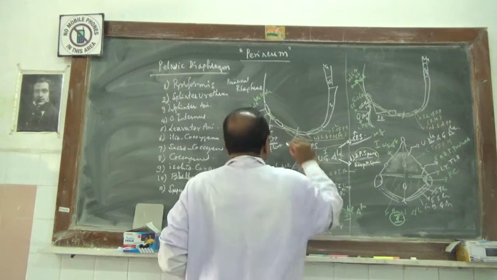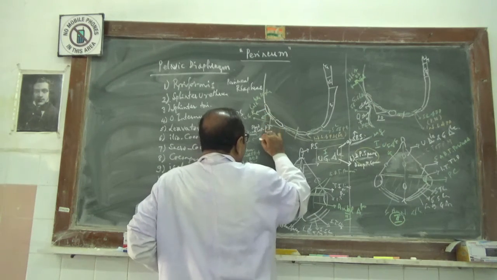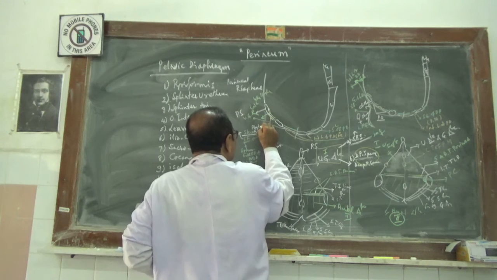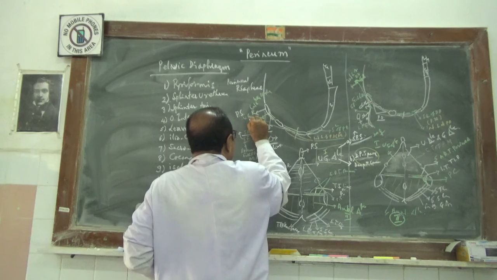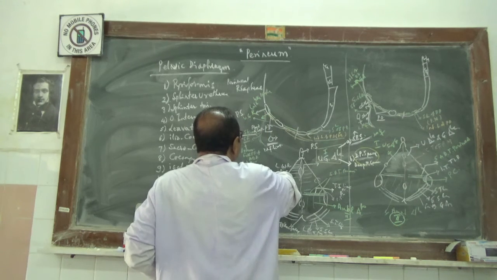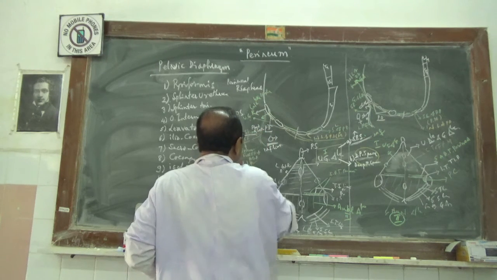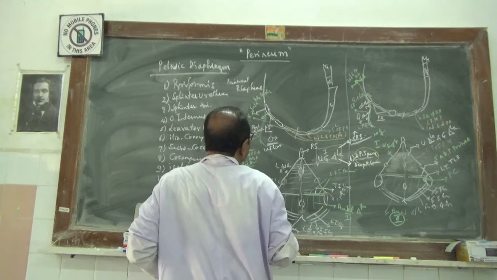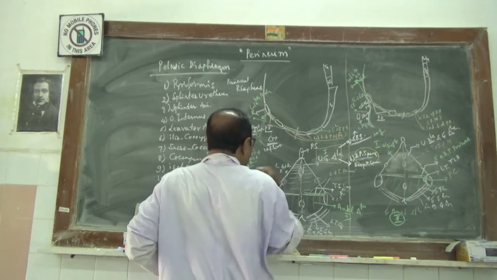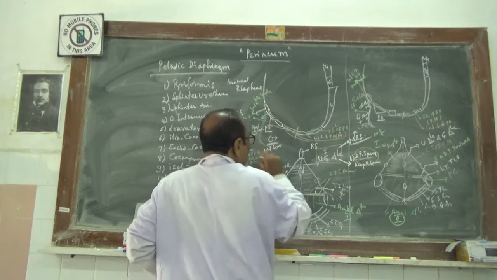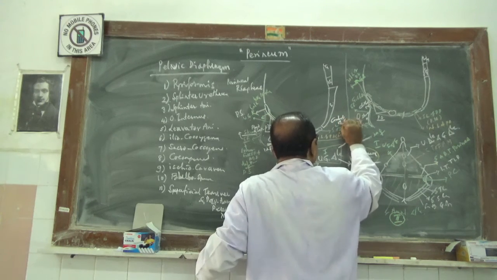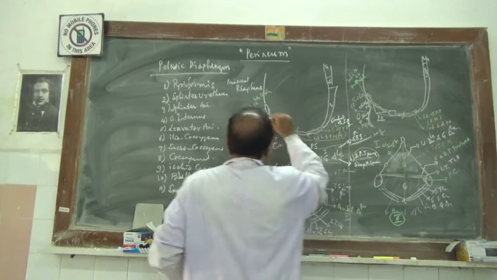Now, what do you get inferiorly? Inferiorly, it is limited or guarded by the skin of the penis, the superficial tissue of the penis in case of male, apart from the content of the superficial perineal space.